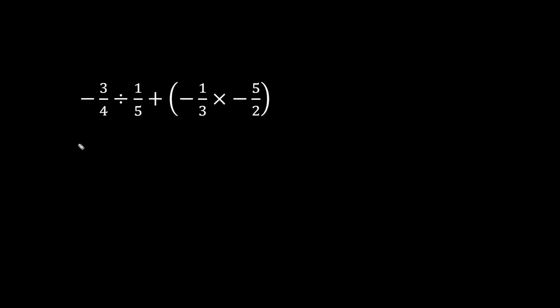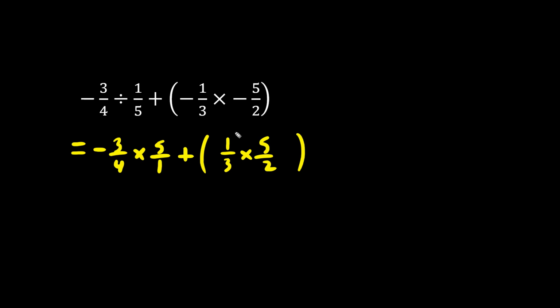Let's try this BEDMAS question. We have a division symbol here, so we change this to multiplication and we flip the top and bottom. So we have 5 over 1 plus bracket, negative fraction times a negative fraction is positive. So we don't write the negative signs at all. And we multiply 1/3 times 5 over 2. What is 1/3 times 5 over 2? We multiply across. So 1 times 5 is 5. So this becomes 5. And the bottom, 3 times 2, becomes 6.